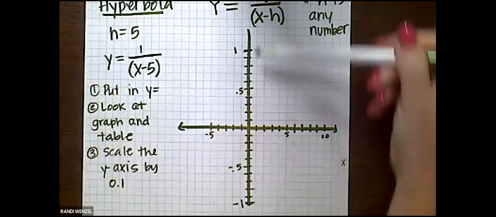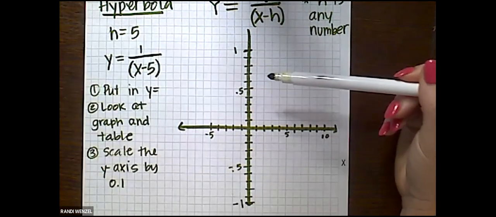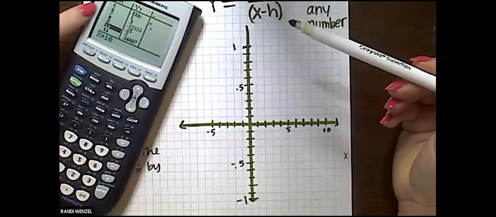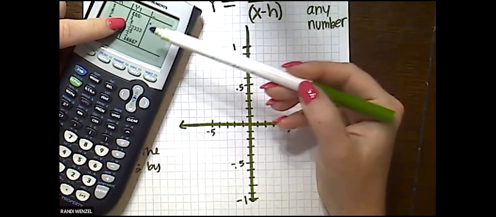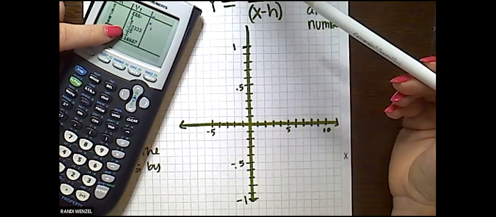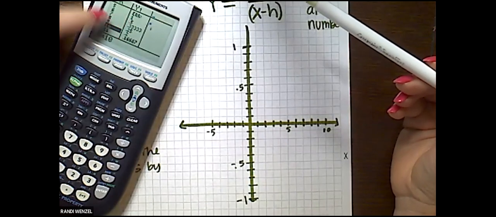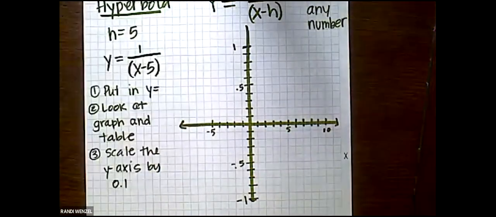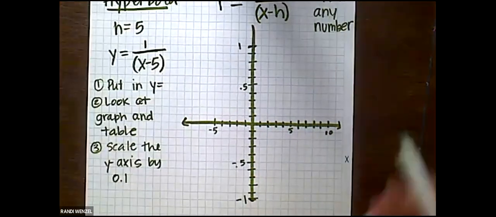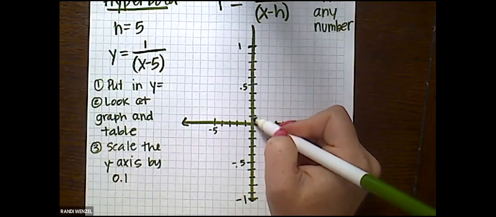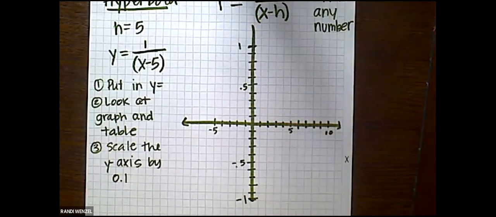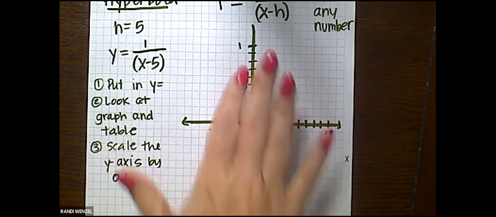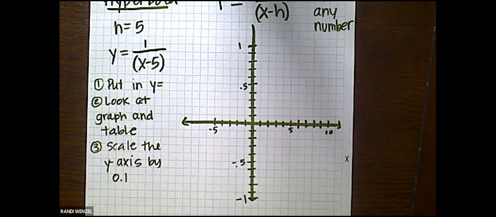So again, the reason I scaled these by values less than 1 is because our values in our table were decimals. We have 0.5, 0.333, 0.25, 0.2. So we want smaller numbers so we can actually plot those points. If we would plot those, they would all be between here if we didn't scale this differently. So if you need to pause this so you can finish up your graph, you can do that.